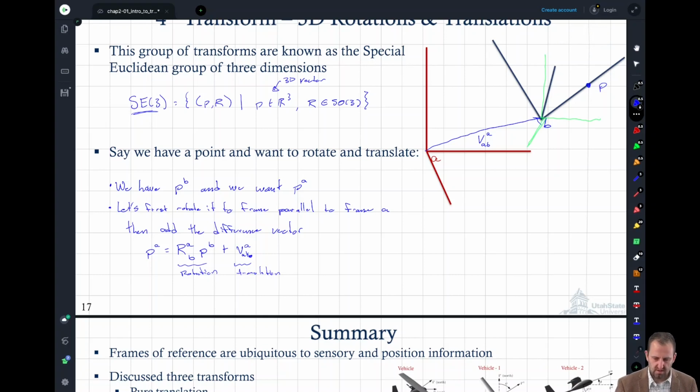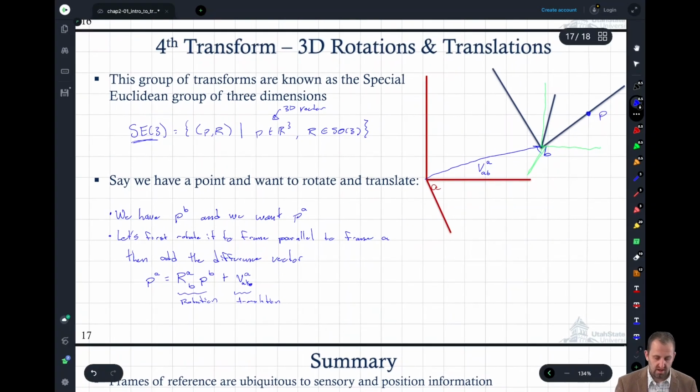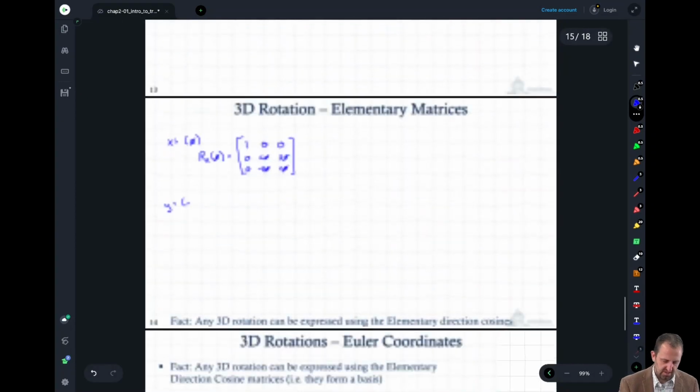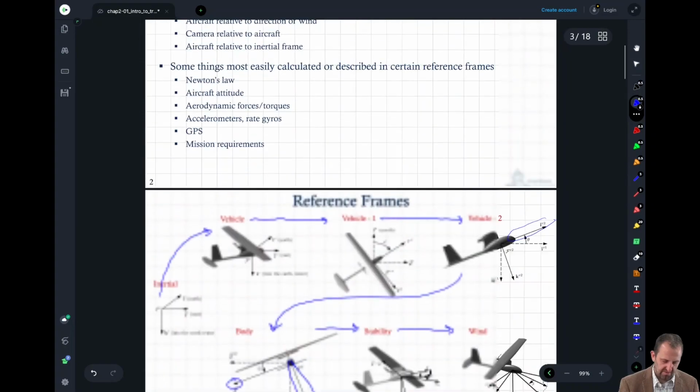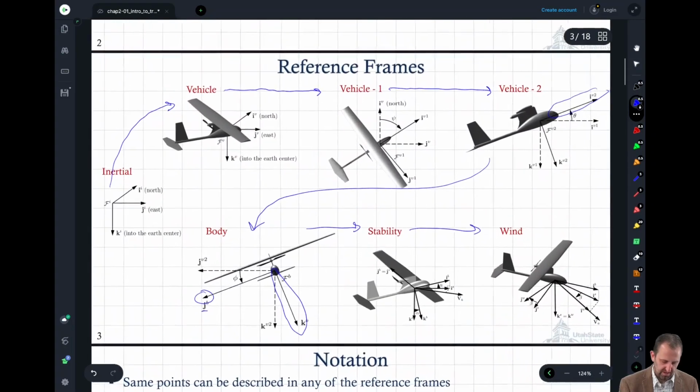Okay, so that'll give us our full transform. So we can transform a point or a vector, we can transform that point from one frame to another, and that frame can have different origins, and the axes do not have to be parallel. And I want to quickly touch on these frames that we have up at the very beginning.